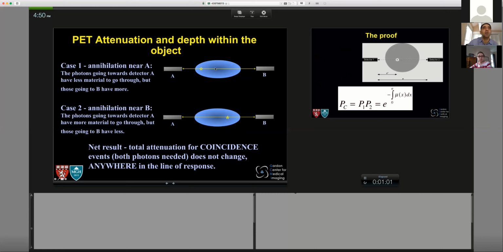Remember, in SPECT, the deeper we were in the object, the harder it was to detect the photon, because that photon could be more attenuated. Whereas here we have 2 photons and one is going to be attenuated differently than the other. And the total attenuation is going to depend on the total length.